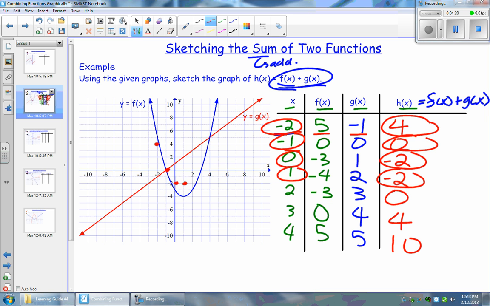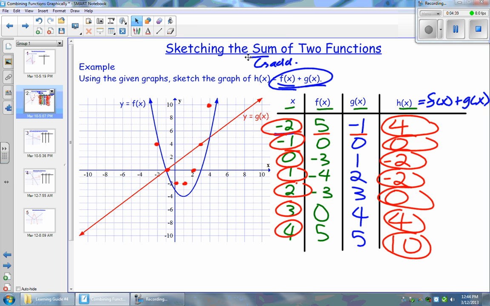2 comma 0 is right there. And 3 comma 4, let me see if I can find that point. Right there. And finally, 4 comma 10 is the last point that I'm going to be plotting here. So right there. If I join these points, you want to use a nice smooth curve.